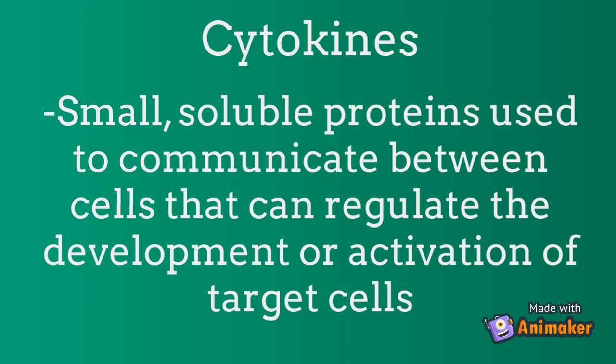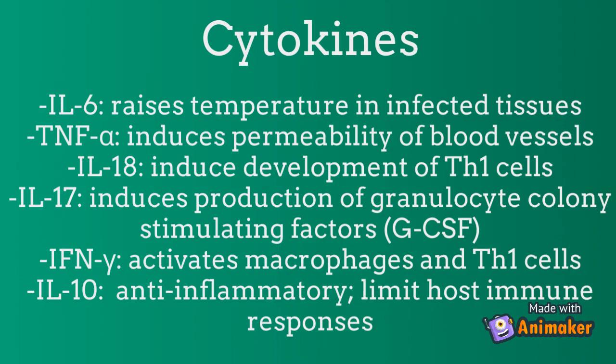Cytokines are small soluble proteins used to communicate between cells that can regulate the development or activation of target cells. Important cytokines in sarcoidosis include IL-6, 10, 17, 18, TNF-alpha, and IFN-gamma. IL-6 and TNF-alpha are cytokines that induce a state of inflammation at the site of infection. IL-18 is also a pro-inflammatory cytokine that has the ability to induce development of Th1 cells.